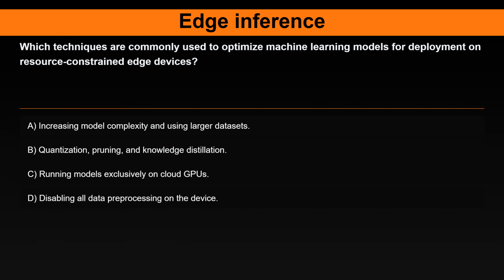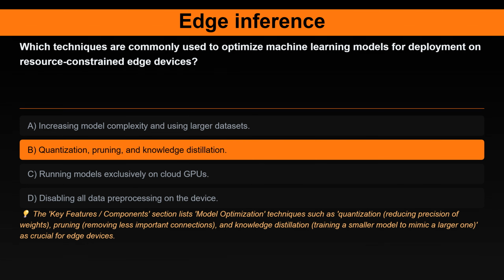Question 14. Which techniques are commonly used to optimize machine learning models for deployment on resource-constrained edge devices? Option A. Increasing model complexity and using larger datasets. Option B. Quantization, pruning, and knowledge distillation. Option C. Running models exclusively on cloud GPUs. Option D. Disabling all data preprocessing on the device.